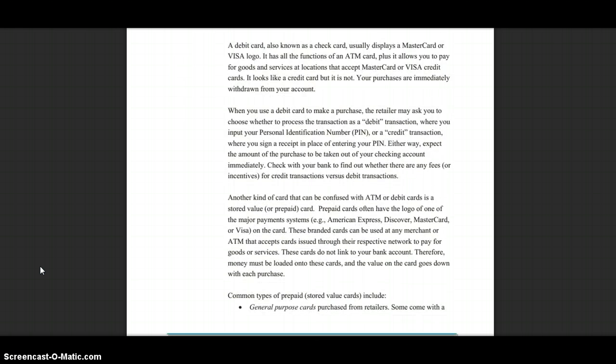When you use a debit card to make a purchase, the retailer may ask you to choose whether you want to process the transaction as a debit transaction, where you input your personal identification number or PIN, or a credit transaction, where you sign a receipt in place of entering your PIN. Either way, expect the amount of the purchase to be taken out of your account immediately. Check with your bank to find out whether there are any fees or incentives for credit transactions versus debit transactions.